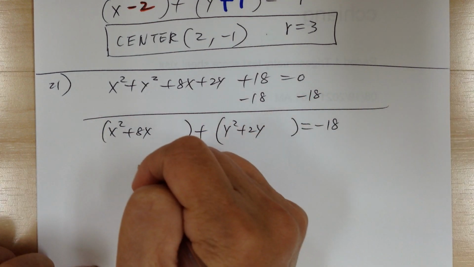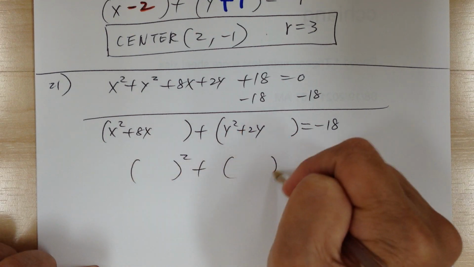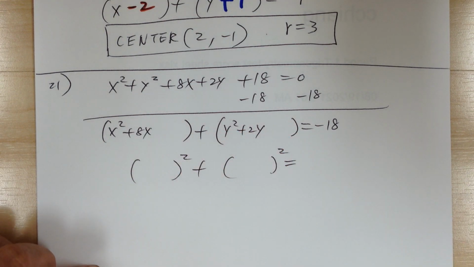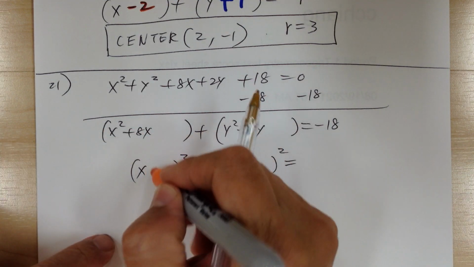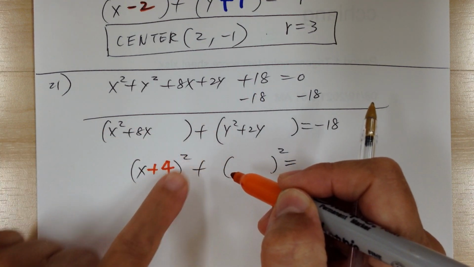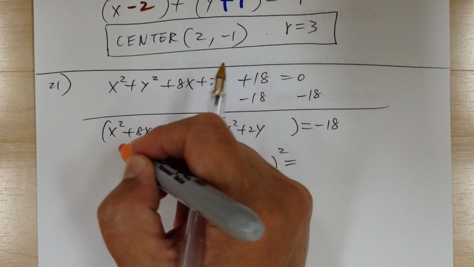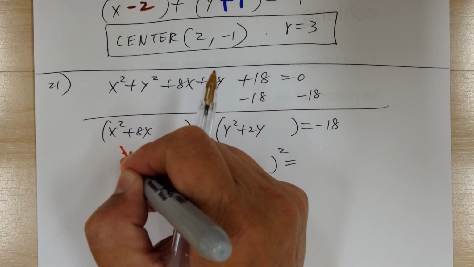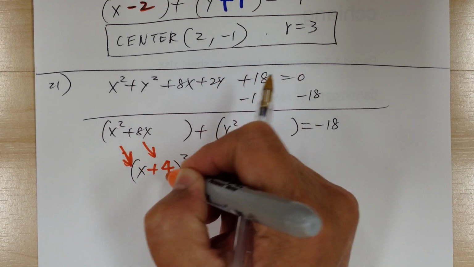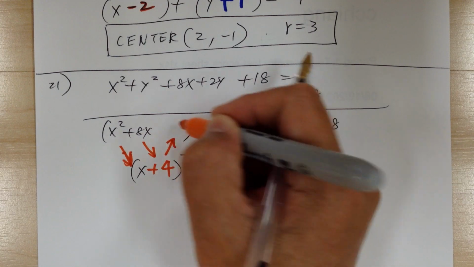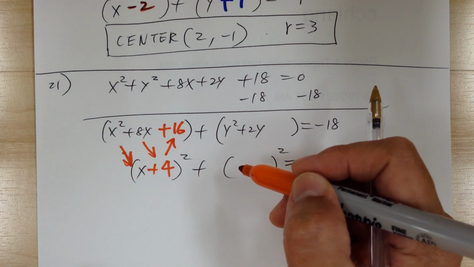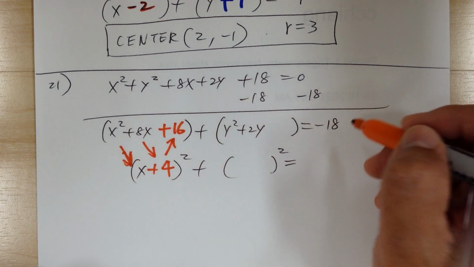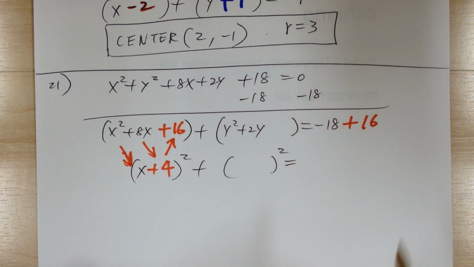Okay, get your perfect square template ready. From here you're going to get x, and from here you're going to get plus 4, right? Because 2 times 4 gives you 8. Once you get 4, you can figure out your missing number. This would be plus 16, because 4 squared gives you 16. And if you add 16 on this side, you need to add 16 on the other side. So that takes care of the x.